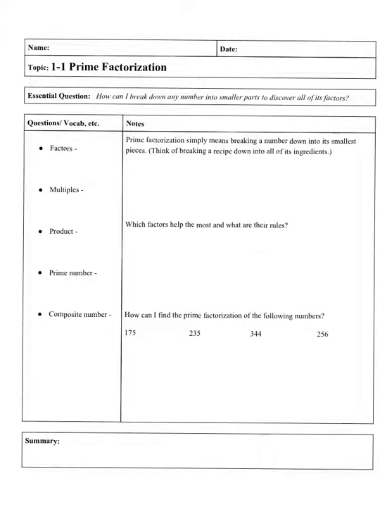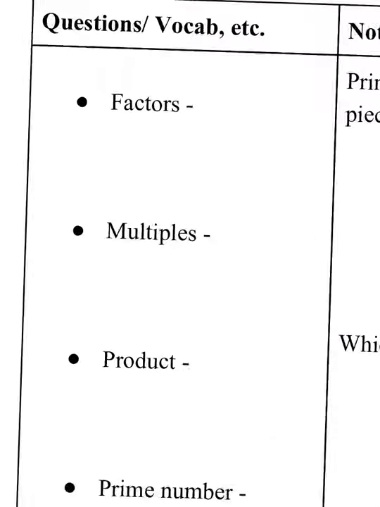Okay? So this is section 1-1, prime factorization. And our essential question on this is, how can I break down numbers into smaller parts to discover all of its factors? So let's talk about that a little bit. Okay, so the first thing we need to do is do some vocabulary. I'm going to zoom that in.